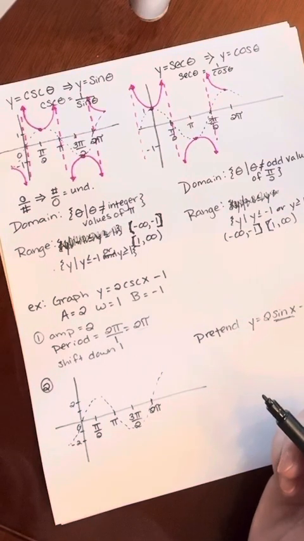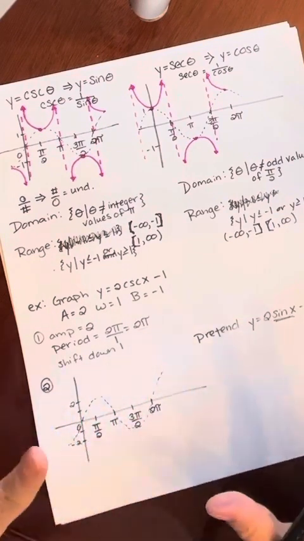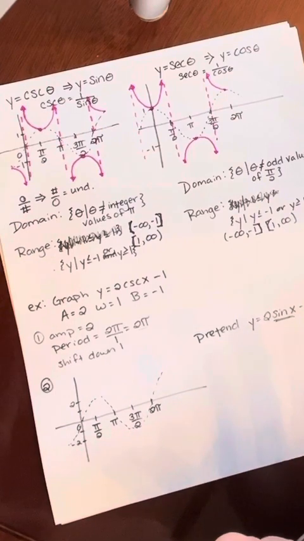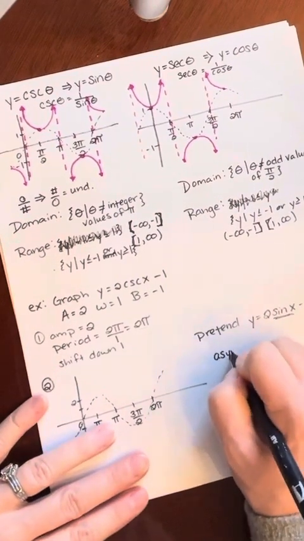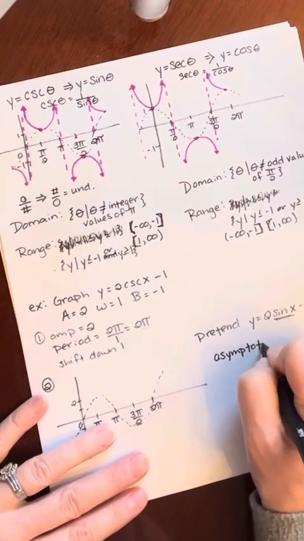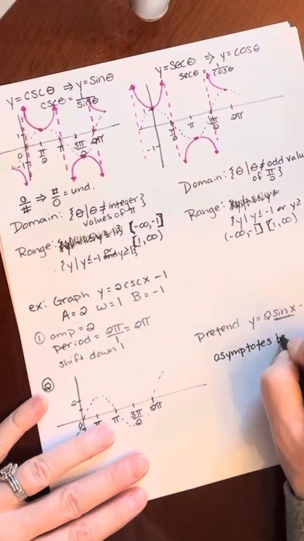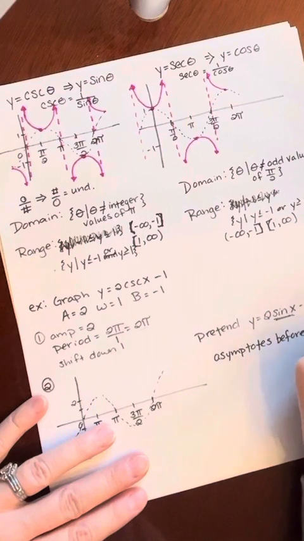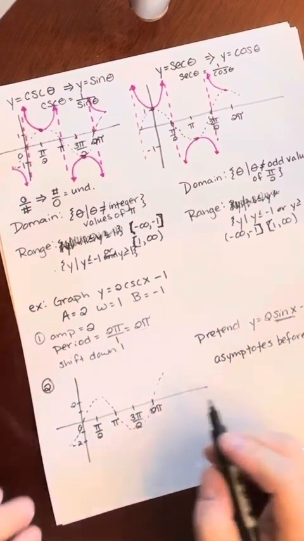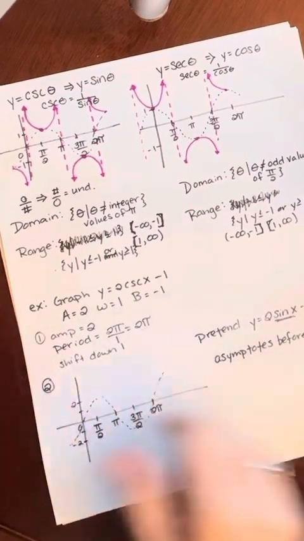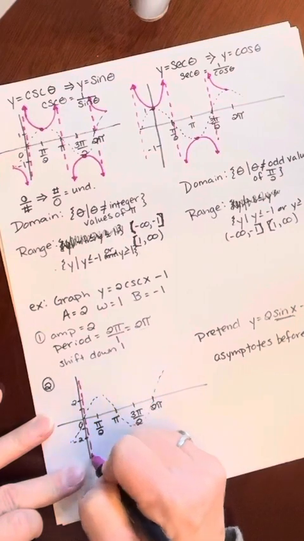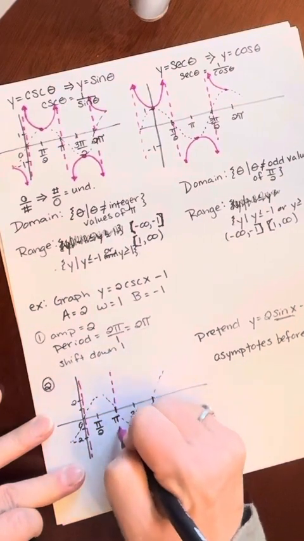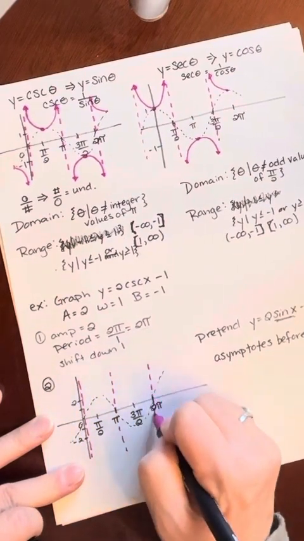Alrighty. Now, when you're doing these, do not shift until you've done your asymptotes. So do your asymptotes first. Asymptotes before shift. It will make your life a lot easier. So asymptotes go here, here, and here.